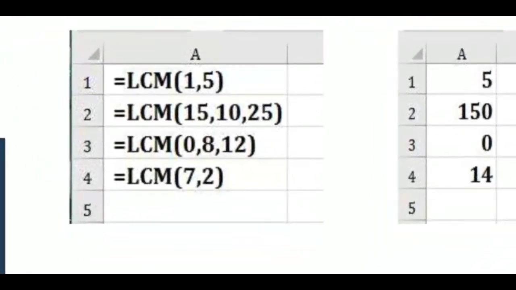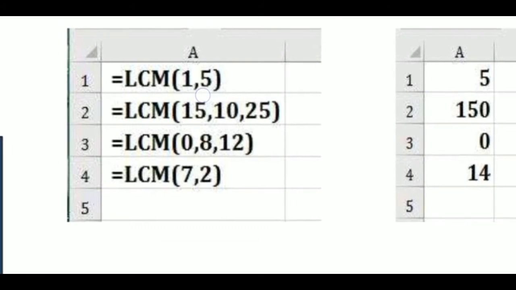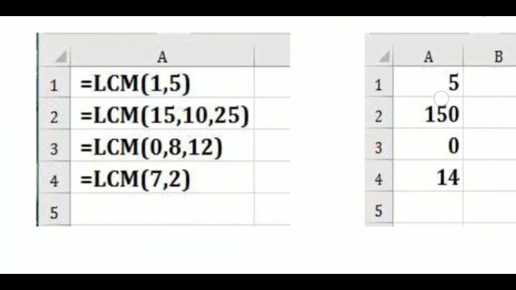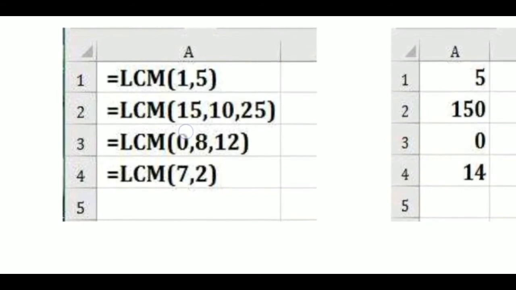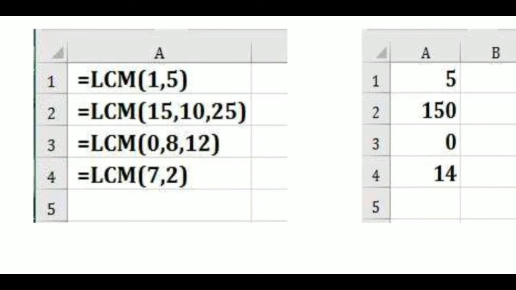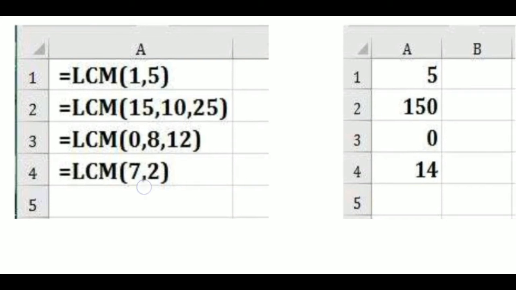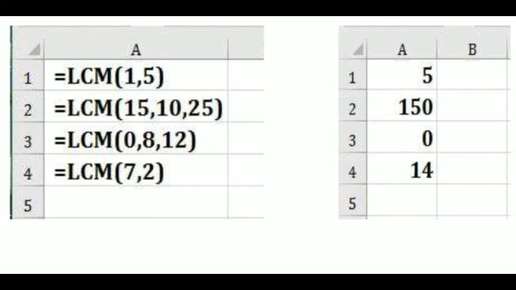So to find LCM of 1 and 5, write equal to LCM 1 comma 5, then result will be like this, 5, and equal to LCM 15 comma 10 comma 25 will be 150, and we can also find LCM like this, equal to LCM 0, 8 and 12 will be 0, and LCM of 7 and 2 will be 14. So in this way we can find GCD and LCM of the numbers.